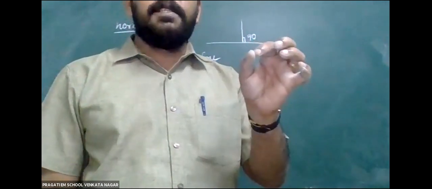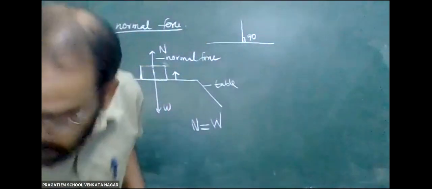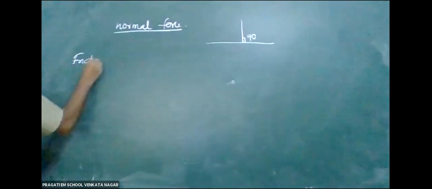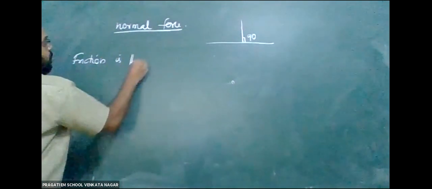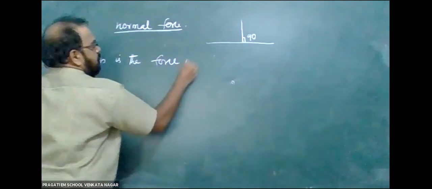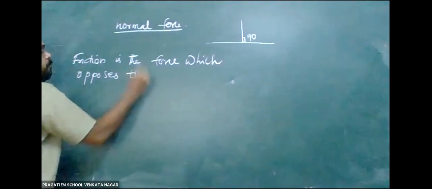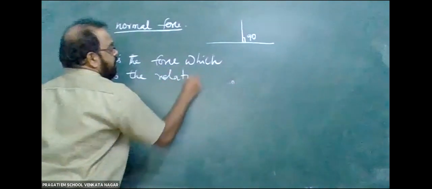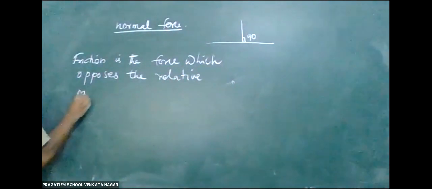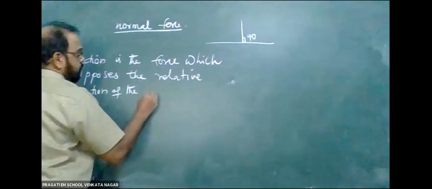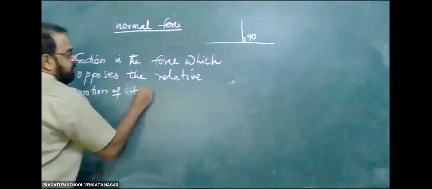So what is friction? Friction is the force which opposes the relative motion of two objects.